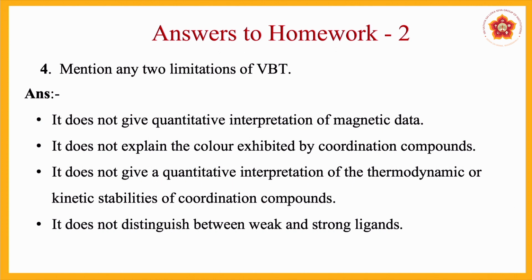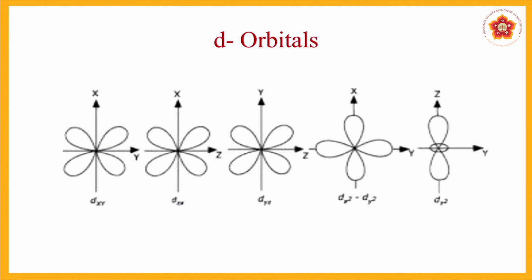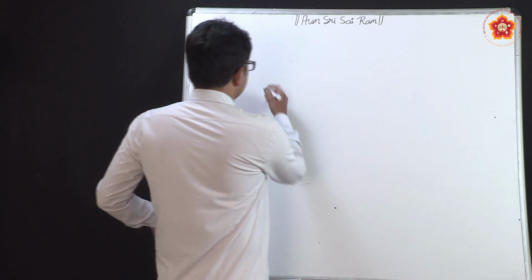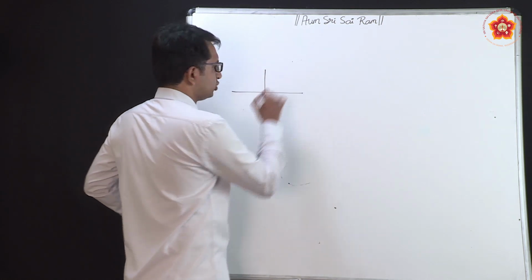So, having seen all these answers, now let us go into a new theory, which is crystal field theory. What is this crystal field theory? Let us first see certain basics of this part. This is the presence of d orbitals. This is something that you have studied in the first year, structure of atom.